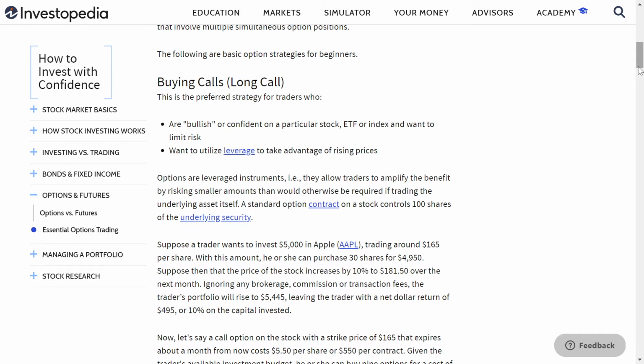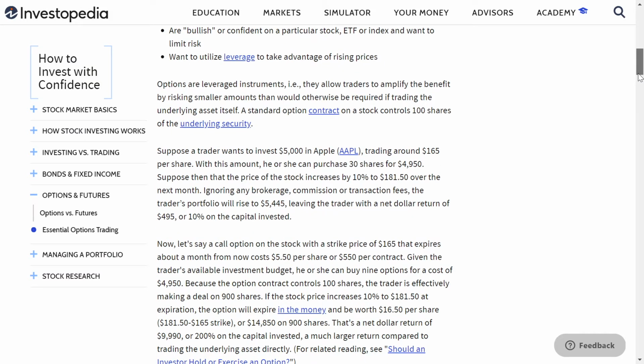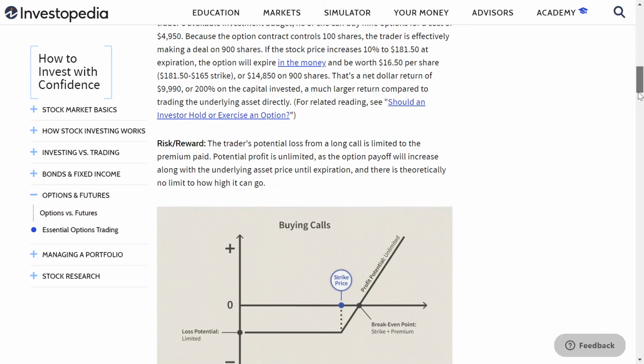You can buy calls, long calls. Options are leveraged instruments. I already covered that. They amplify the risk. You take smaller amounts of risk, but at the same time, that risk is amplified, so you could lose it much, much quicker. Something to consider. It's pretty straightforward. You buy the calls for the expected rise.